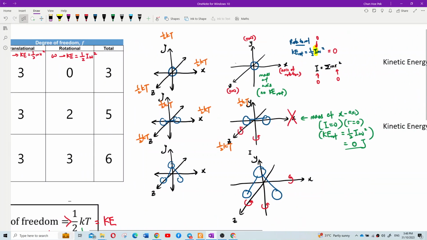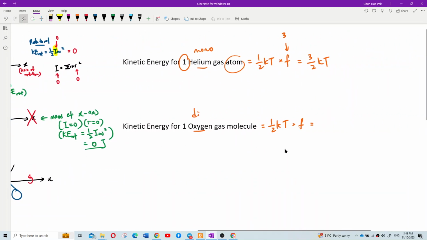So you multiply by 5, so it becomes 5 over 2 kT. The kinetic energy for one oxygen gas molecule is 5 over 2 kT. Put in the temperature and you get the answer. In Kelvin, this one must be in Kelvin. Understand?